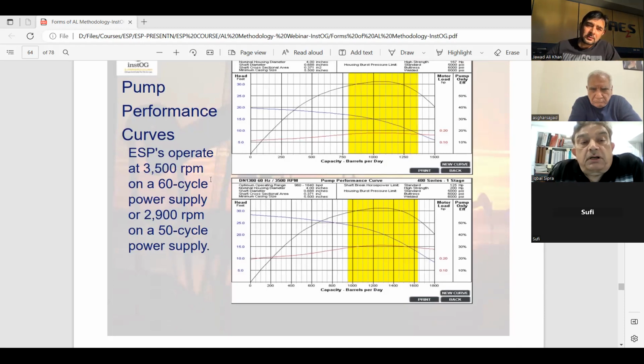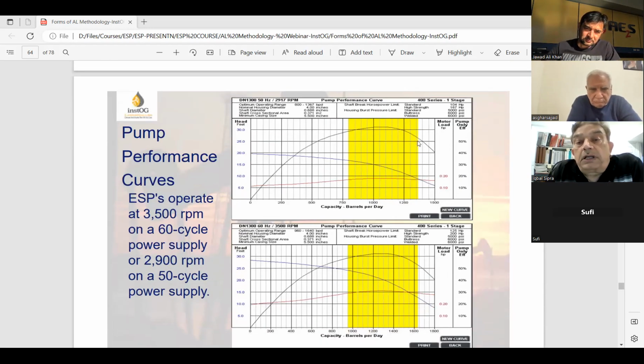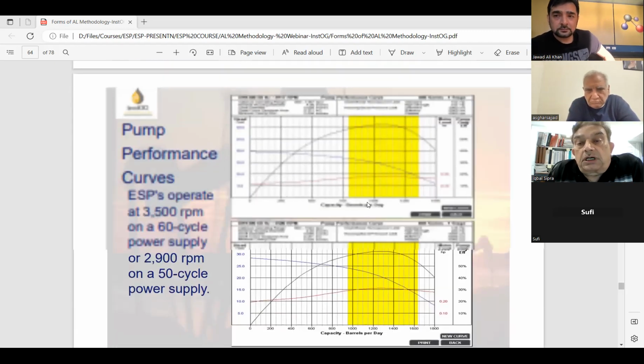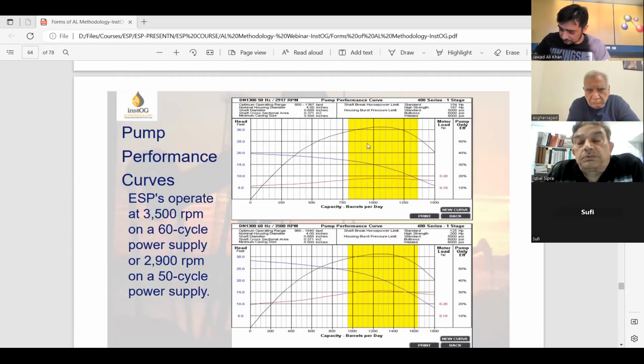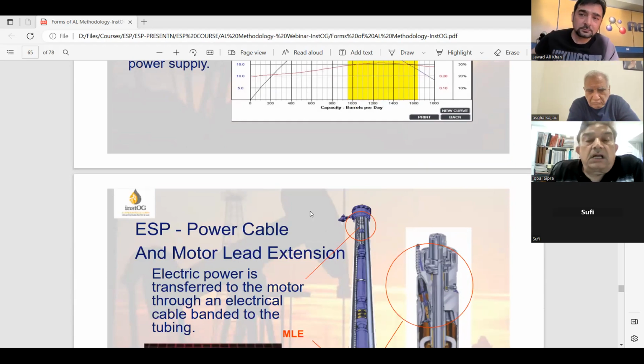ESP operates at 3,500 RPM on a 60 cycle power supply and 2,900 RPM on a 50 cycle power supply. This is a standard ESP curve. And this is your applicable, permissible range. If it runs here, this is running in down thrust, and if it runs here, this is running in up thrust. This is the most dangerous for the ESP run life and the operating conditions. So we try to keep the ESP system within this range all the time, by monitoring, by sizing, by designing, and by operation.